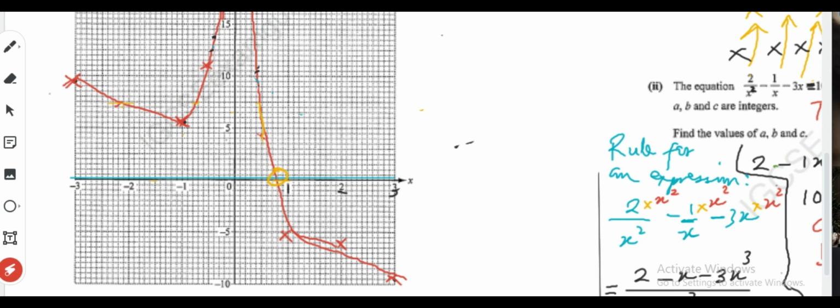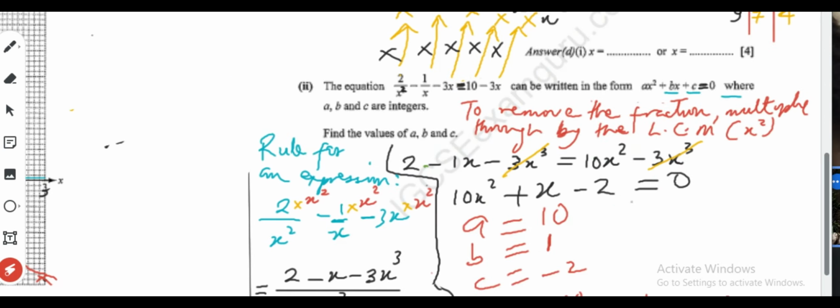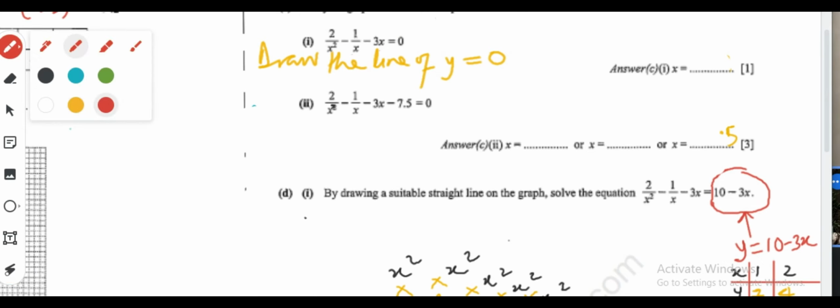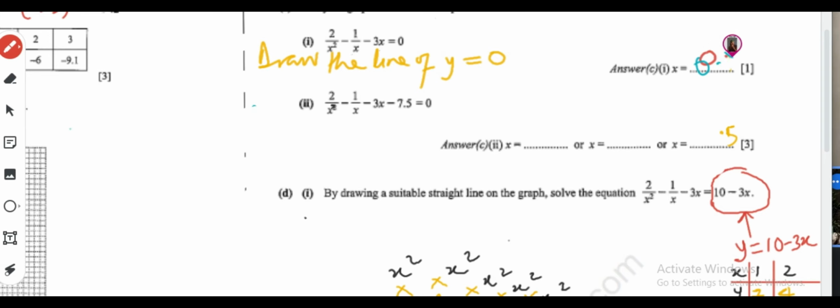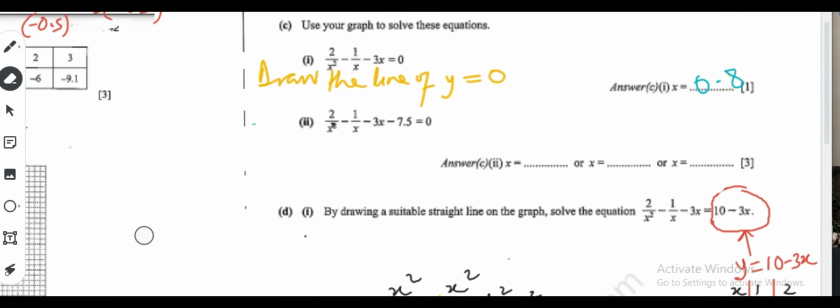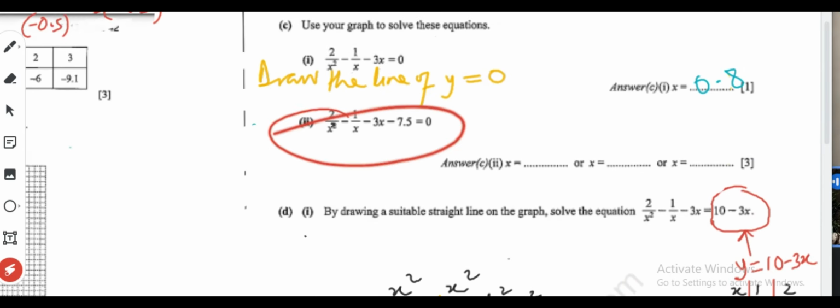Zero. I mean, sorry. Yeah, you're right. I think it's 0.8. About 0.8. So the answer will be 0.8. All right. Next question. Let's go. We're making progress.